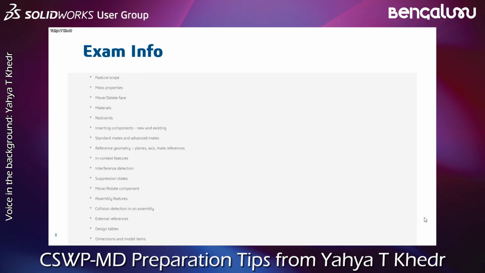But remember, this is the professional level exam, so it makes sense for it to be a bit of a higher level, and not just the basic stuff that we saw with the CSWA. If you go through these, you're gonna find that a lot of them are actually just taken from the CSWA, and then you add to that some more topics that you would have to understand and use. So, for example, you see here it says standard mates and advanced mates. In the CSWA, it just mentioned standard mates. So that's the kind of addition I'm talking about. And there are things that simply were not in the CSWA exam that will be covered here. For example, it says here collision detection in an assembly. That's something that was not covered in the CSWA, but it is in the CSWP.